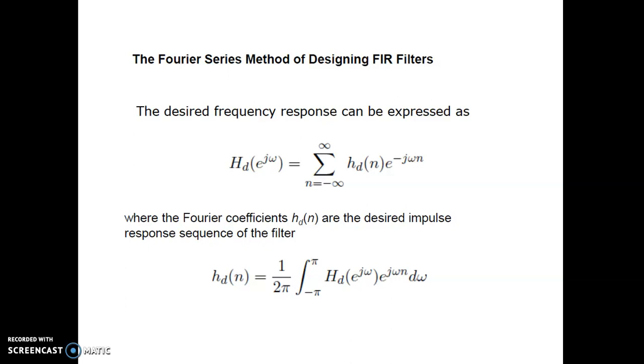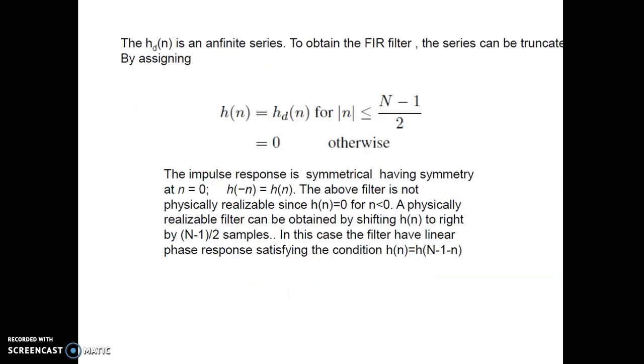So we look at one of the first methods of making a FIR filter, which is called the Fourier series method. Generally, when we discuss the discrete time Fourier transform, we discussed an equation where Hd of e raised to power j omega is equal to summation n equals minus infinity to infinity Hd of n e raised to power minus j omega n. From here, if we take an inverse discrete time Fourier transform, we get hd of n is equal to 1 by 2 pi integral minus pi to pi Hd of e raised to power j omega e raised to power j omega n d omega. Remember, Hd of e raised to power j omega is nothing but the frequency response of the filter.